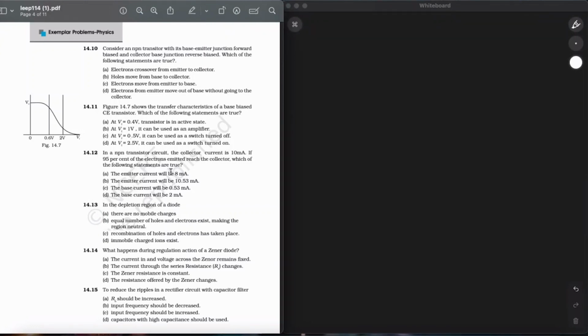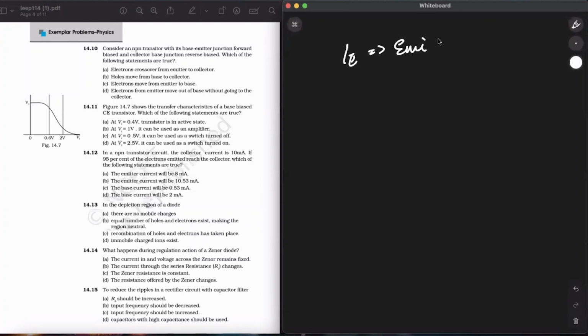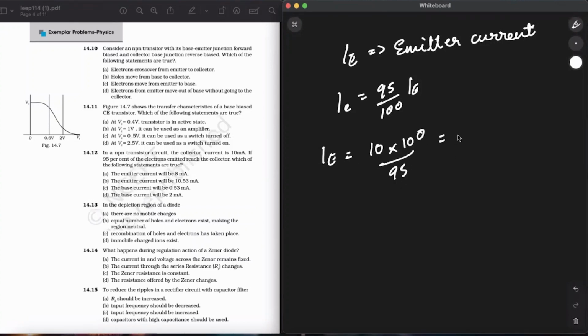milliampere. Okay, since it is an NPN transistor circuit, option B, the emitter current, let's just calculate for it. So IE is my emitter current, IC is equal to 95 upon 100 IE. Now this IE is equal to 10 into 100 upon 95. So it will be 10.53 milliampere.